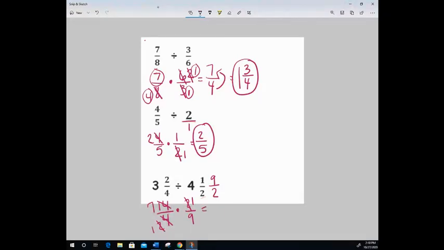There aren't any other combinations. 7 times 1 is 7, and 1 times 9 is 9. So our answer is 7/9.